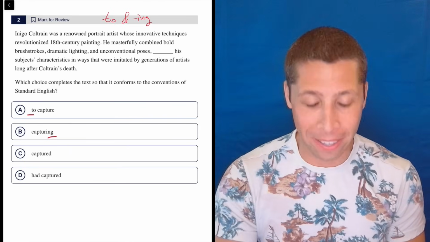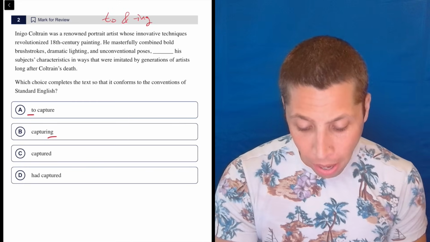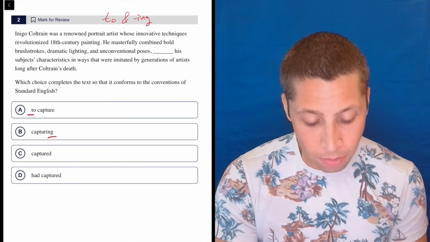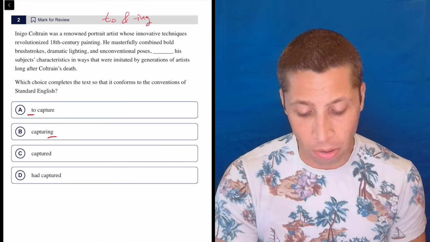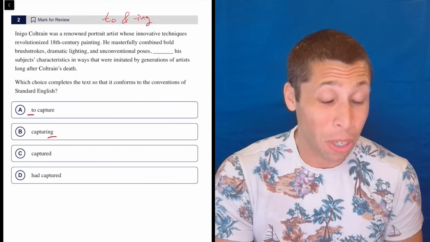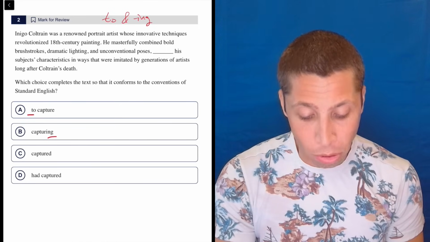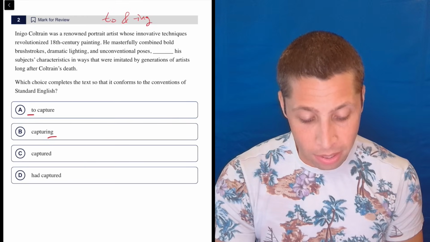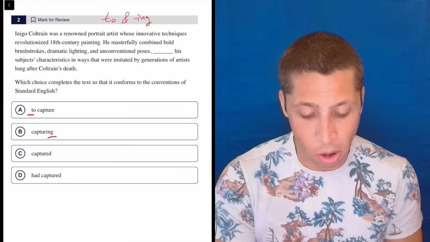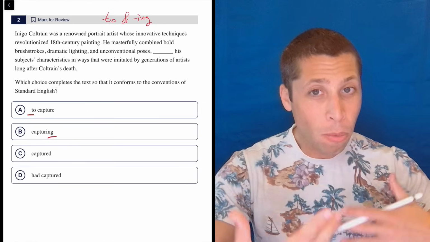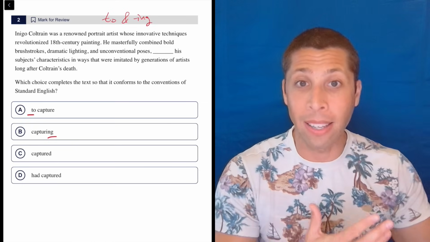I need to hear something in that sentence, and it sounds pretty good, but maybe I would try the others. He masterfully combined bold brushstrokes, dramatic lighting, and unconventional poses, capturing his subject's characteristics in ways that were imitated by generations of artists long after Coltrane's death. That sounds pretty good too. Now, if I go to C, he masterfully combined bold brushstrokes, dramatic lighting, and unconventional poses, captured his subject's characteristics in ways that were imitated by generations of artists long after Coltrane's death. That almost sounds like I'm about to start a list of things and then I stop, right?